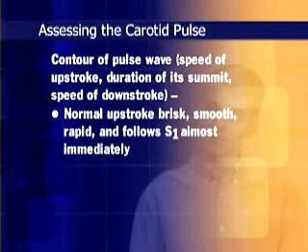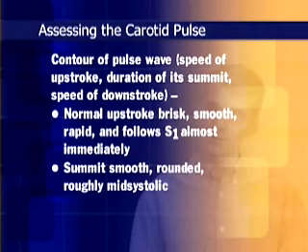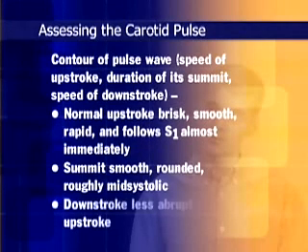The contour of the pulse wave, that is, the speed of the upstroke, the duration of its summit, and the speed of the downstroke. The normal upstroke is brisk, smooth, and rapid, and follows S1 almost immediately. The summit is smooth, rounded, and roughly mid-systolic. The downstroke is less abrupt than the upstroke.